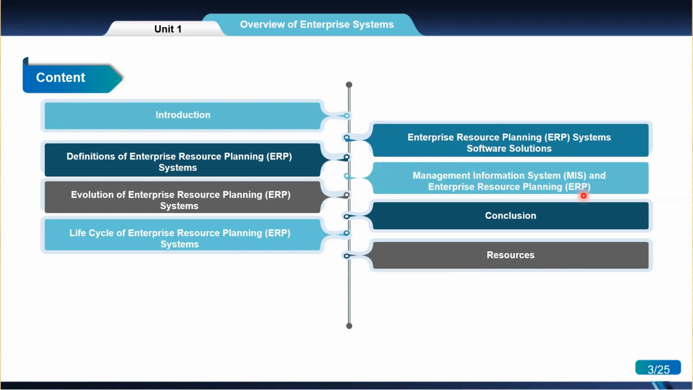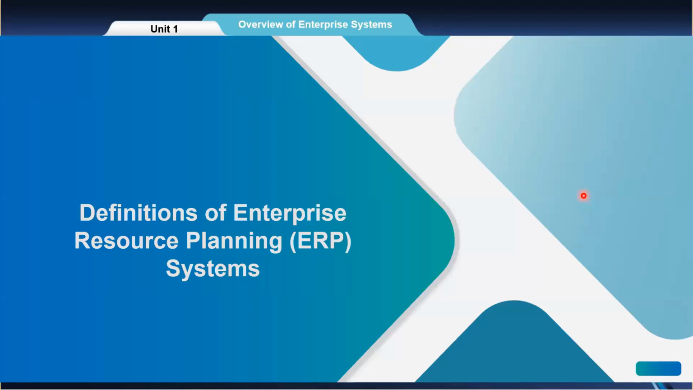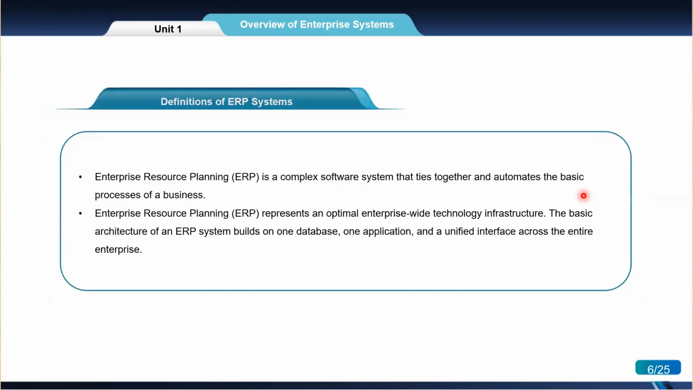ERP systems are software to automate business processes. This diagram shows the ERP structure with modules. Modules include finance, HR, manufacturing, supply chain, project management, and CRM.